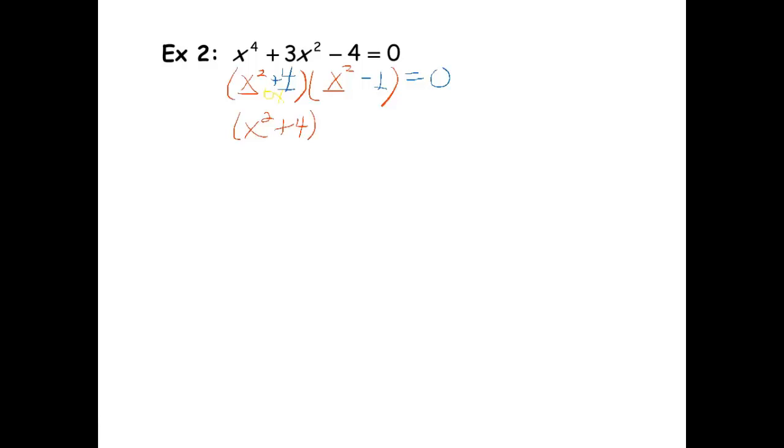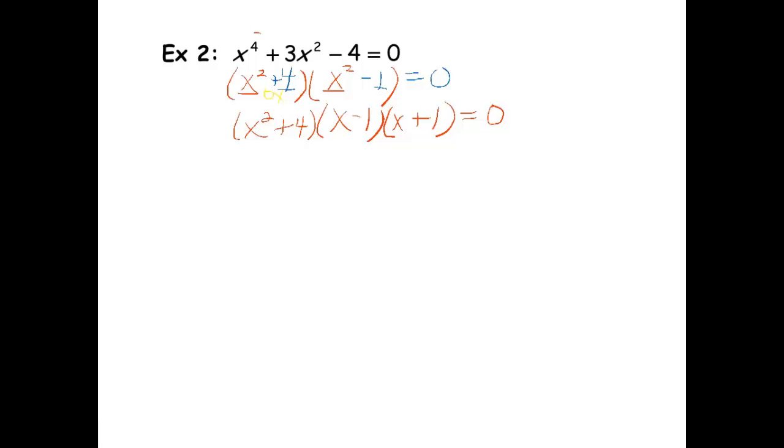But then we get to the x squared minus 1, which could be factored further. Two numbers that multiply to negative 1 and add up to 0 would be, let's see, let me set up my x's here. If I do negative 1 and positive 1, they multiply to negative 1 and they add up to 0. So that one's factored as completely as possible.